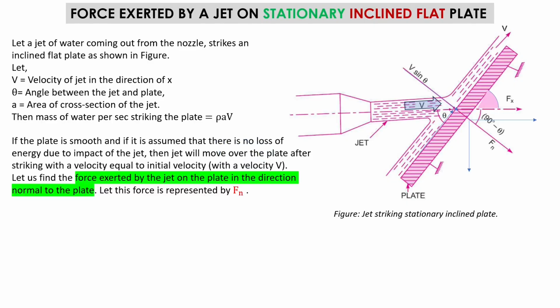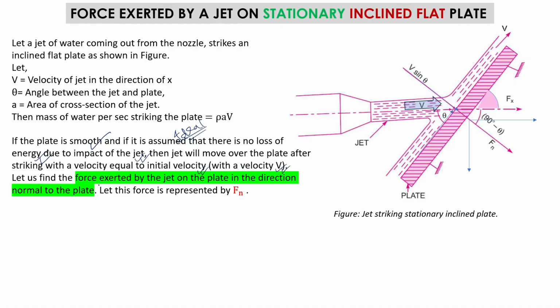The plate is smooth. If we consider that there is no roughness, though actually there is some surface roughness, we are considering that the plate is smooth and that there is no loss of energy due to the impact of the jet. This is an ideal condition, but actually it is not true, right? Of course there is some surface roughness and some loss of energy, but we are not taking that into consideration. Then the jet will move over the flat plate after striking with a velocity equal to the initial velocity.